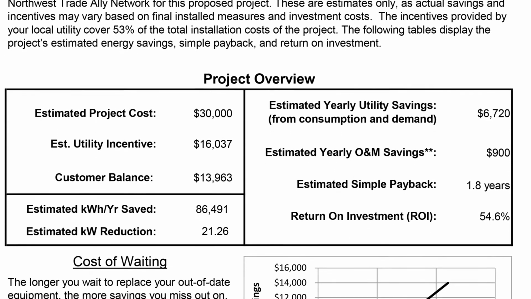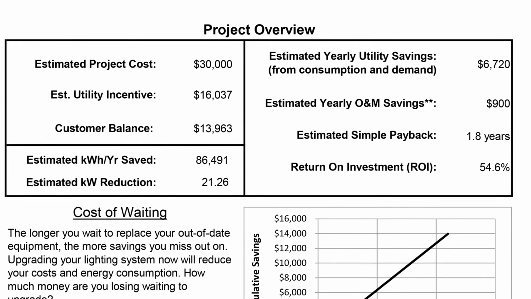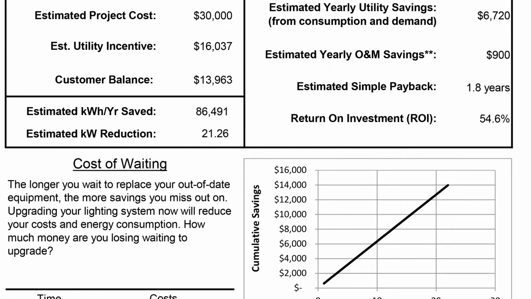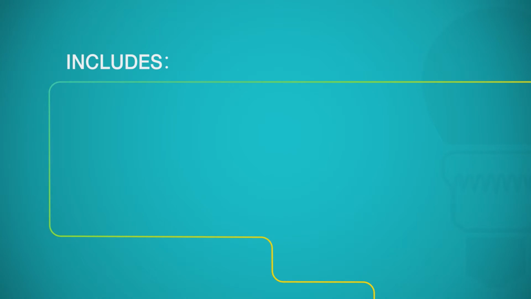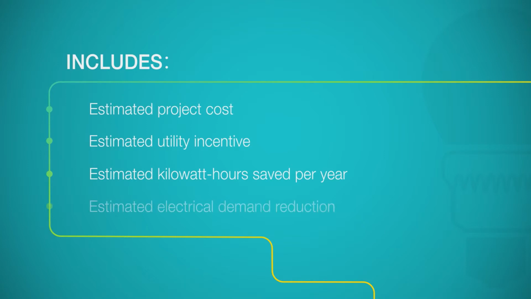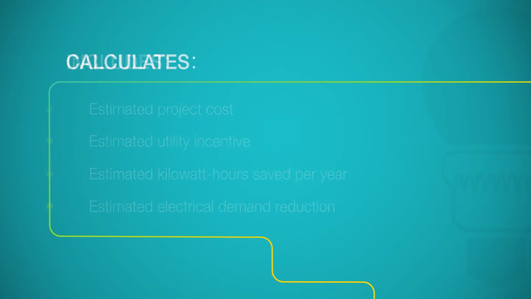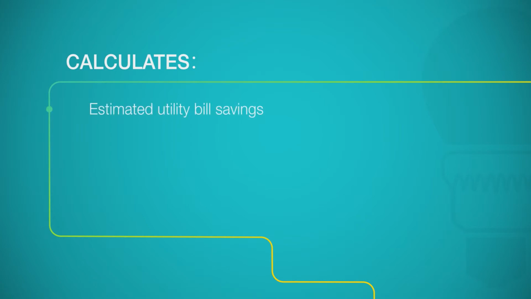A useful tool included in BPA Lighting Calculator is the Customer Proposal Document, which provides a high-level summary of the project and is meant to be given to the customer by the lighting contractor. The Customer Proposal Document includes estimated project costs, utility incentives, kilowatt hours saved per year, and electrical demand reduction. In addition, the Customer Proposal Document calculates estimated utility bill savings, simple payback, and return on investment from the proposed project. The Customer Proposal Document is meant to be utilized as a sales tool when discussing benefits of the project with your customers.